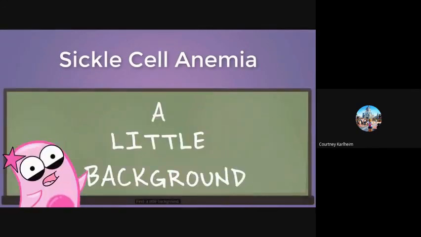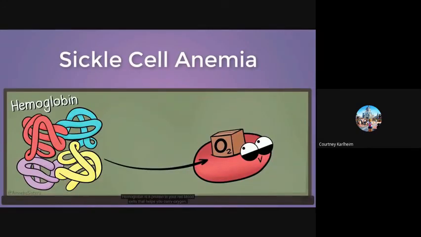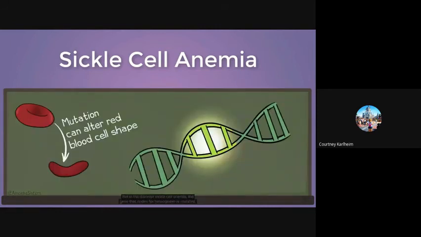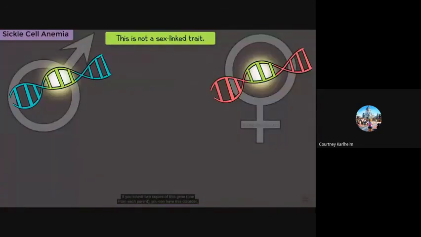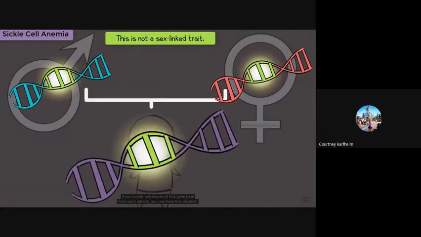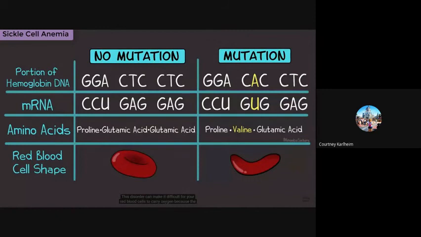First, a little background. Hemoglobin is a protein in your red blood cells that helps you carry oxygen. But in the disorder sickle cell anemia, the gene that codes for hemoglobin is mutated. If you inherit 2 copies of this gene, one from each parent, you can have this disorder. This disorder can make it difficult for your red blood cells to carry oxygen because the shape of the red blood cell is affected from this mutated hemoglobin protein. This can lead to anemia and other problems.